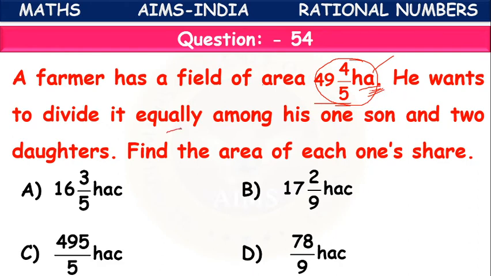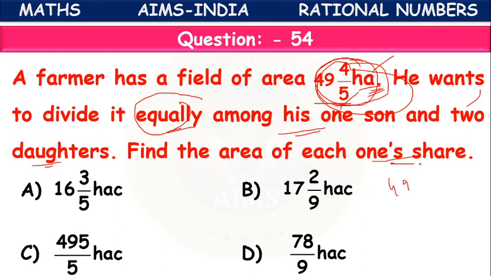He wants to divide it equally among his one son and 2 daughters. Equally to 1 son and 2 daughters means 3 equal parts. He wants to make them into 3 equal parts. Then how much does each one share? So the total farm field is to be divided into 3 equal parts.